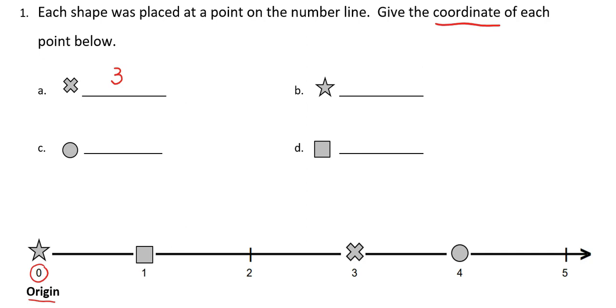The star is found at the origin, so its coordinate is 0. The circle is found at point 4, and the square is found at point 1.